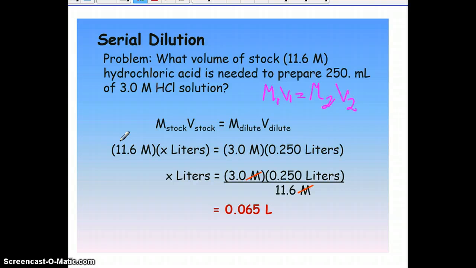In this case, we're going to use 11.6 molar. We need to know how much of that stock we need, so we're going to leave our V stock, or V1, open. We know we want a 3 molar solution, and we want to make 250 milliliters of it, which is 0.25 liters. So we do our math: 3 times 0.25 divided by 11.6. We need 0.065 liters, which works out to 65 milliliters if you convert it back. So you may need to know how to do dilution problems as well.